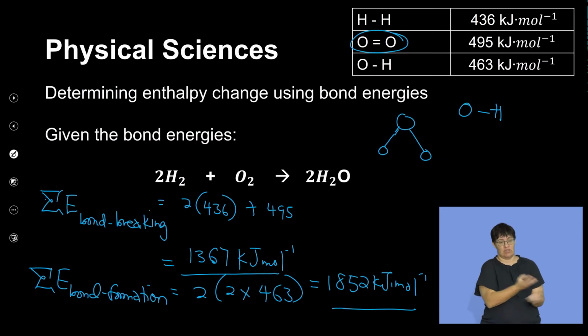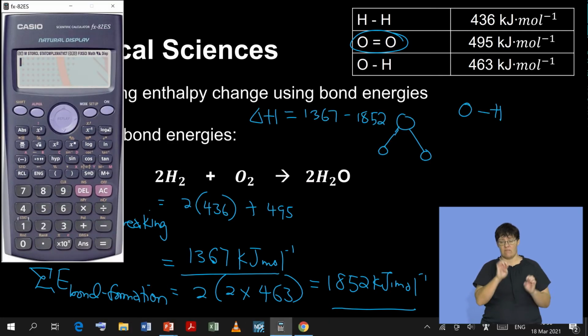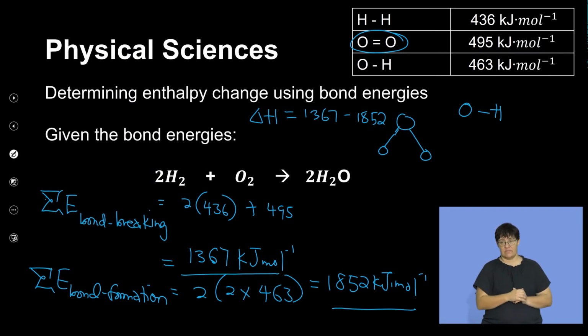So if we were to summarize that, we would say that the enthalpy change of this reaction is equal to 1367, minus the amount of energy that was released when bonds were formed, which is 1852. So if we evaluate that, 1367 minus 1852, the value is negative 485. So the enthalpy change is equal to negative 485 kilojoules per mole.